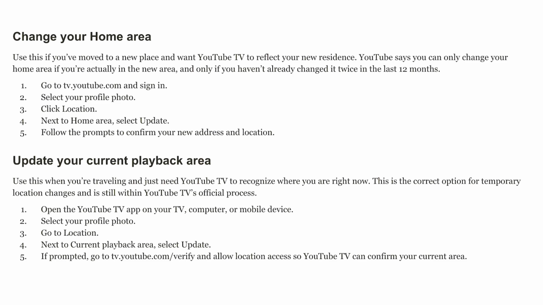So first, open up the YouTube TV app on your TV, computer, or mobile device. Select your profile photo, go to location. Next to current playback area, select update. If prompted, go to tv.youtube.com/verify and allow location access so YouTube TV can confirm your current area.